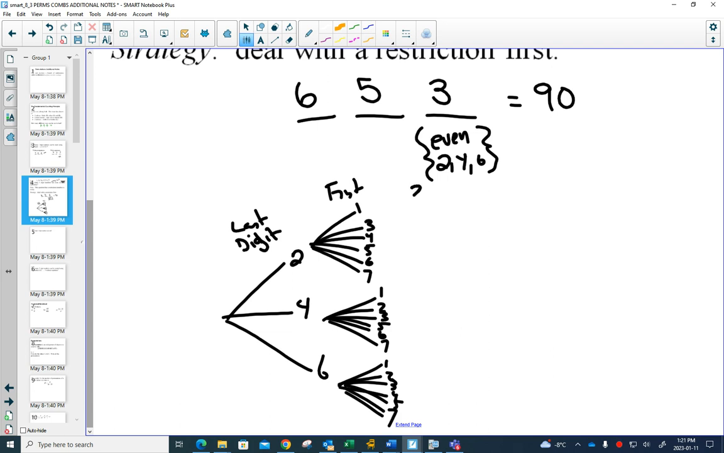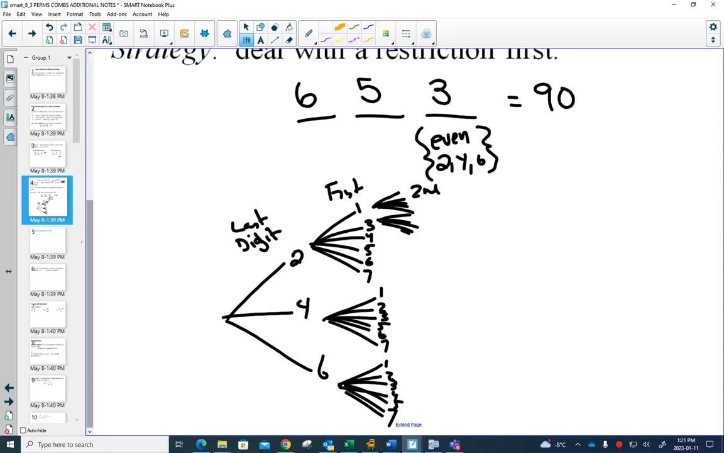Then, my second digit, off of each of these, you'd have 5 options, depending on what's left. Right? For this one here, if last one's a 2, first one's a 1, then my second digit can either be a 3, a 4, a 5, a 6, or 7. 5 options. Now, we don't draw tree diagrams for these questions because they take way too much space.